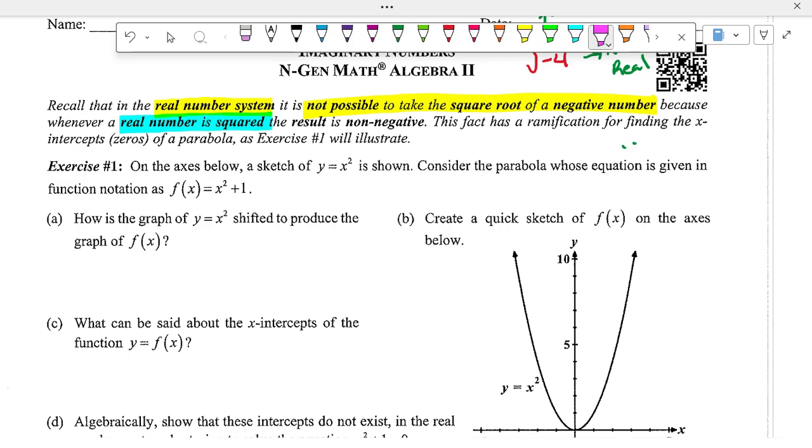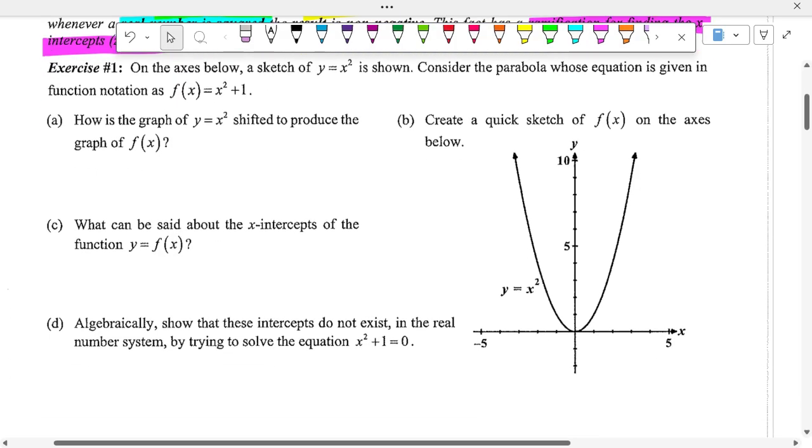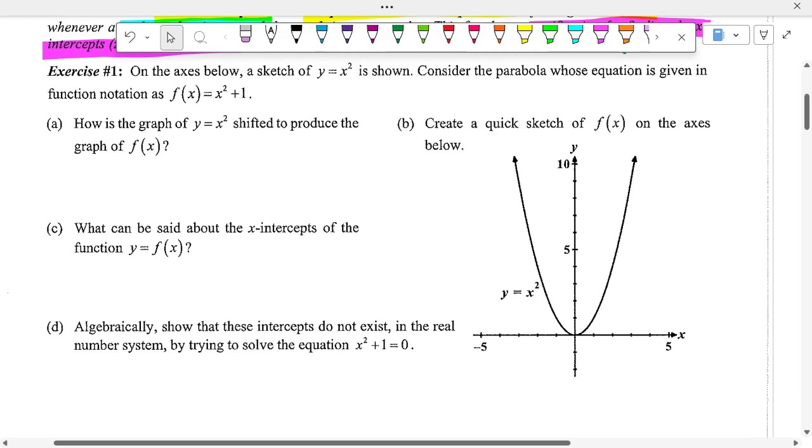This also comes into play when we're looking at the x-intercepts or zeros of a parabola. Remember, what's another name for x-intercepts of a graph? Zeros. What else? Not domain. Solutions. Solutions is the one I'm looking for specifically. This whole unit's about solving quadratics, so x-intercepts typically give us the solutions. All right, so let's look at exercise 1.